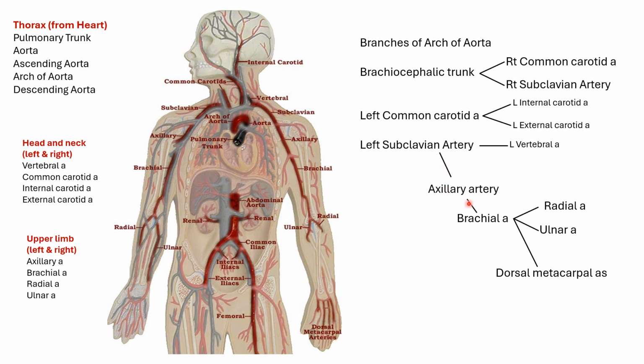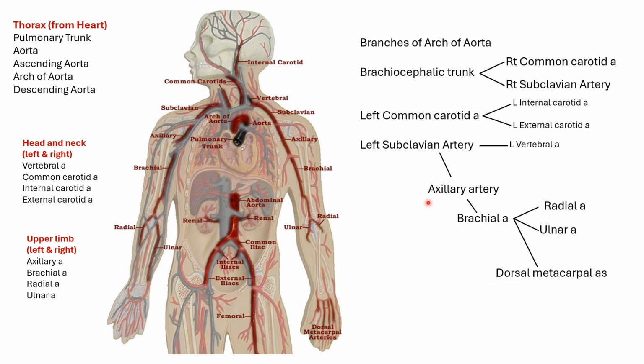Now the axillary artery gives rise to the brachial artery. We have the left brachial artery and the right brachial artery, and these brachial arteries give rise to the radial artery and ulnar artery. So again, left radial artery, left ulnar artery, right radial artery, right ulnar artery. And then over here you can see the dorsal surface, with the dorsal metacarpal arteries. They also arise from the brachial artery.